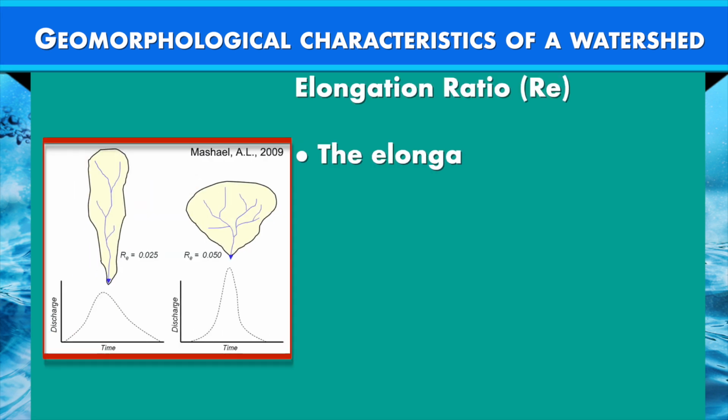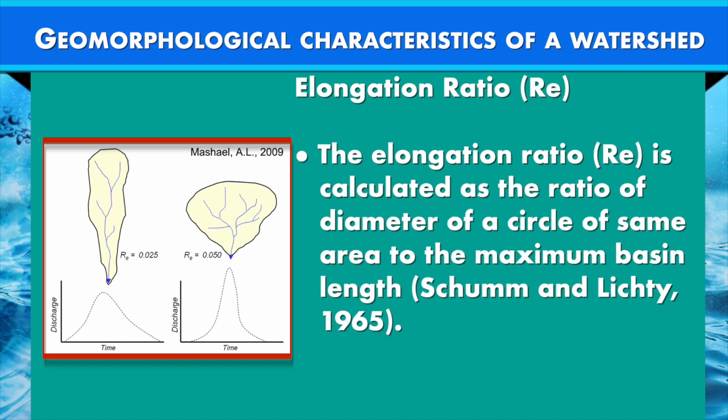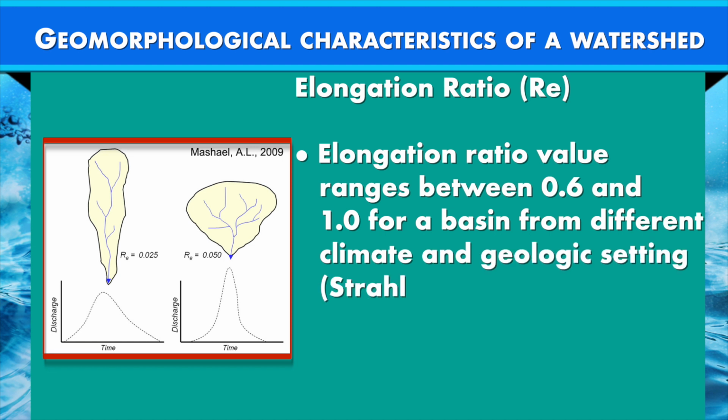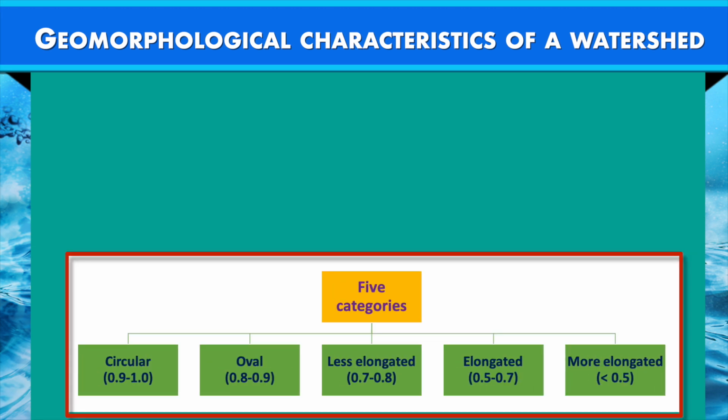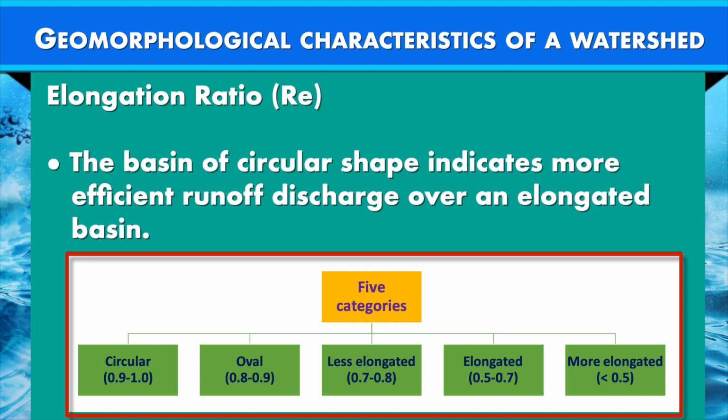The elongation ratio is calculated as the ratio of the diameter of a circle of the same area to the maximum basin length. The elongation ratio value ranges between 0.6 and 1 for a basin from a different climate and geological setting. The elongation ratio can be grouped into 4 categories: circular, oval, less elongated, and more elongated. A basin of circular shape indicates more efficient runoff discharge than an elongated basin.